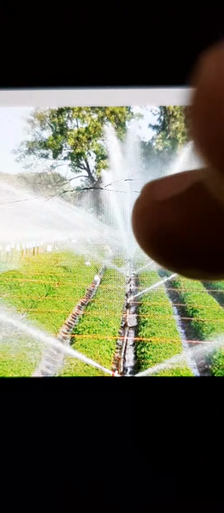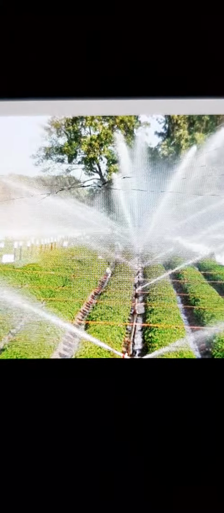So all these modern methods of irrigation mainly help in saving water. These techniques help in saving water, with less wastage of water through this method. The chances of evaporation decrease, and water is used very efficiently without much wastage. So this is all about modern methods of irrigation.